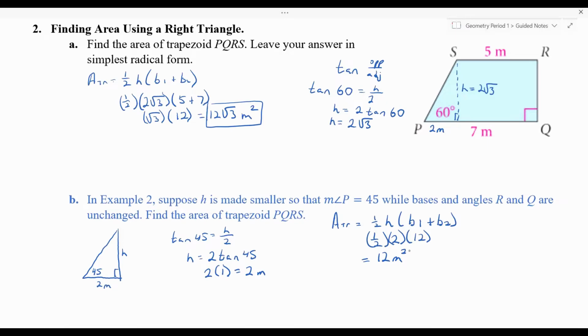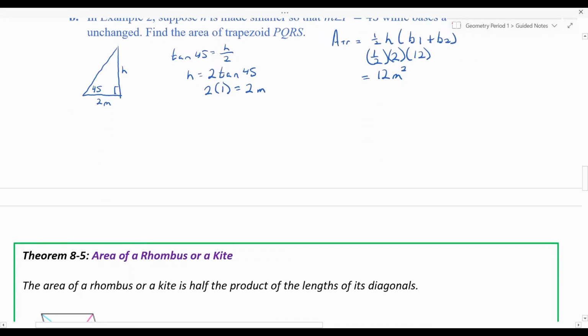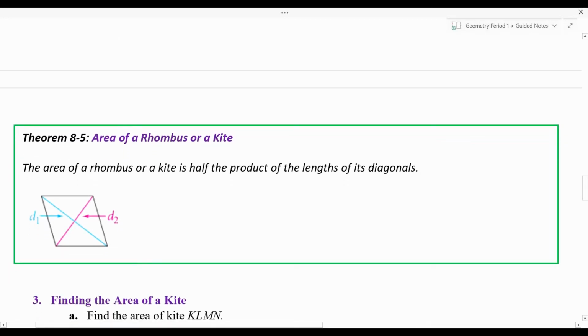Okay? Moving on to the next thing is Theorem 8-5, which deals with the area of a rhombus or a kite. The concept here applies to both a rhombus or a kite. So it says the area of a rhombus or a kite is half the product of the lengths of its diagonals. One thing to note, a rhombus is a parallelogram, and one of the properties of a rhombus is that the intersection of its diagonals is 90 degrees. Each of these interior angles right here at the intersection is 90 degrees. We're going to be using that fact in a little bit.